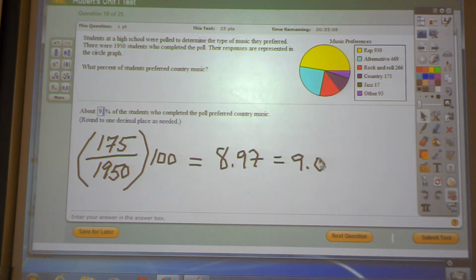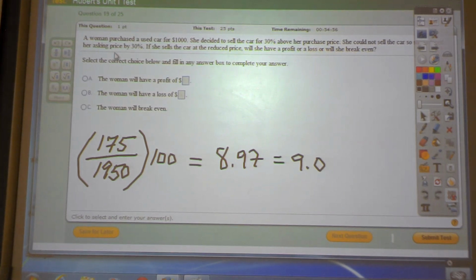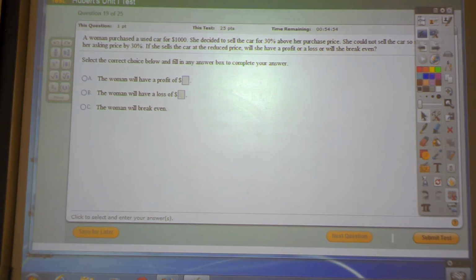That was one of our homework problems, and if you didn't put the point zero, it would mark it wrong. Really? That's lame. I guess that's why I was sitting here, I was just looking at it, because I got the 8.97.